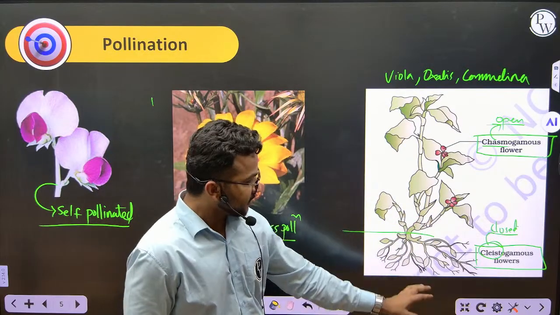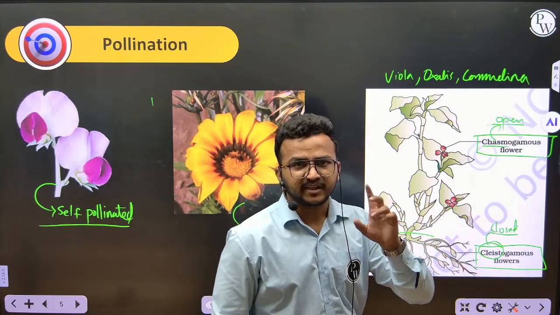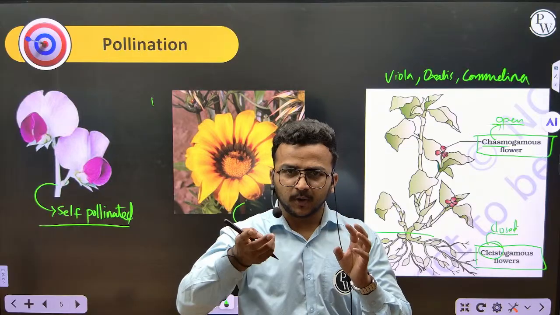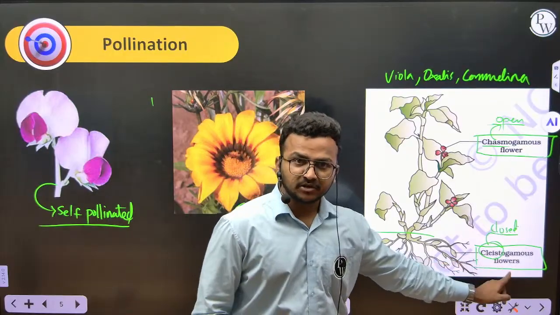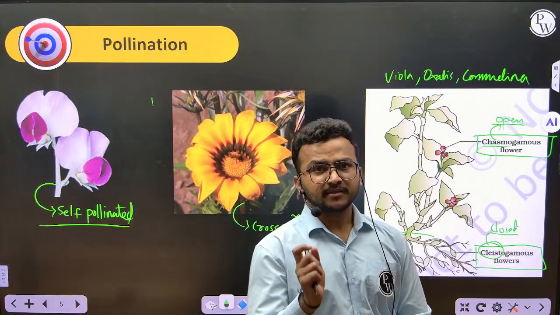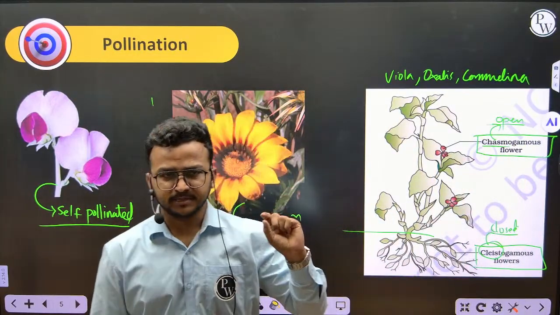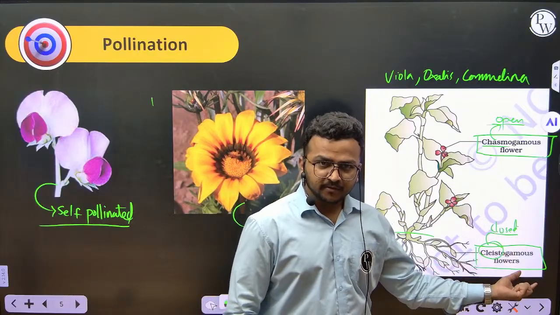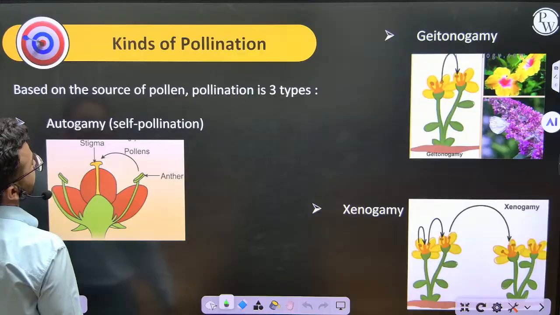Assured seed set in the sense that if the flower is there, definitely there will be formation of seed within that. Sometimes what happens is flowers may not get pollinated and the flower will wither and drop off. But in the case of cleistogamous flowers, the flowers remain closed and definitely there is a possibility of pollination, fertilization and seed formation. Cleistogamous flowers are invariably autogamous and assured seed set is possible. So that is about the diagrams.